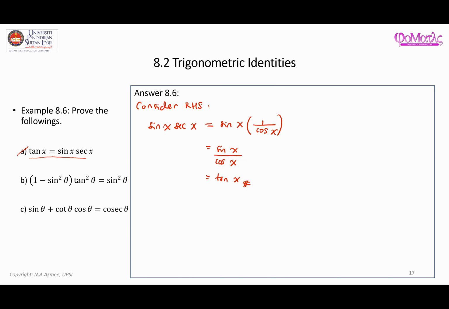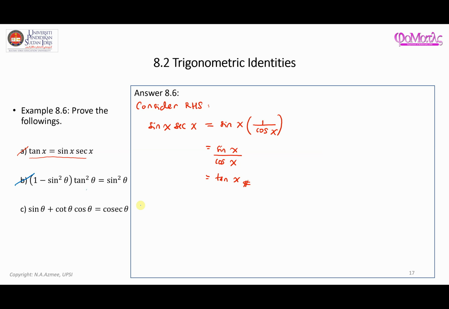Now let's look at the second one. Okay, second question. Here I have 1 minus sine squared theta multiplied with tangent squared theta is equal to sine squared theta. Whenever I have this kind of equation, I will always try and choose the complicated side and then work on it until I reach a simple answer which matches, in this case, the right-hand side. So I'm going to choose the left-hand side to work on.